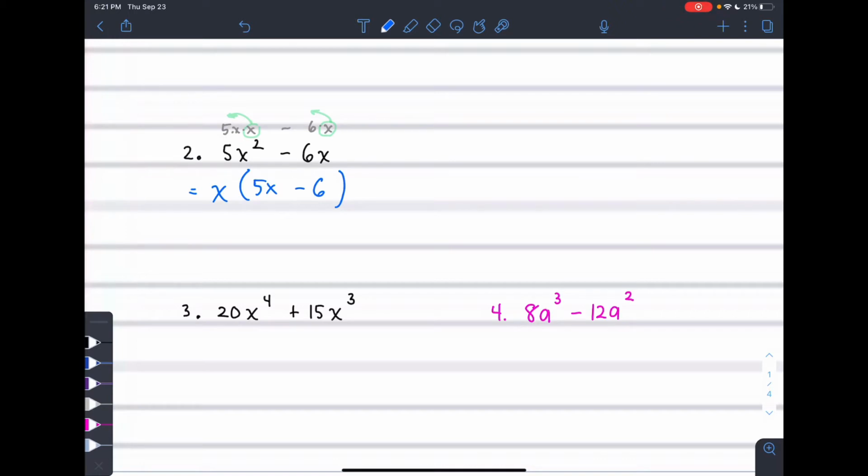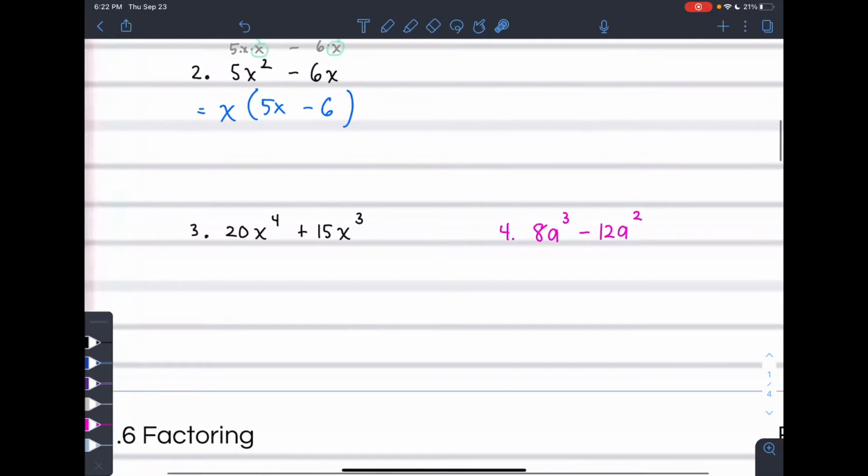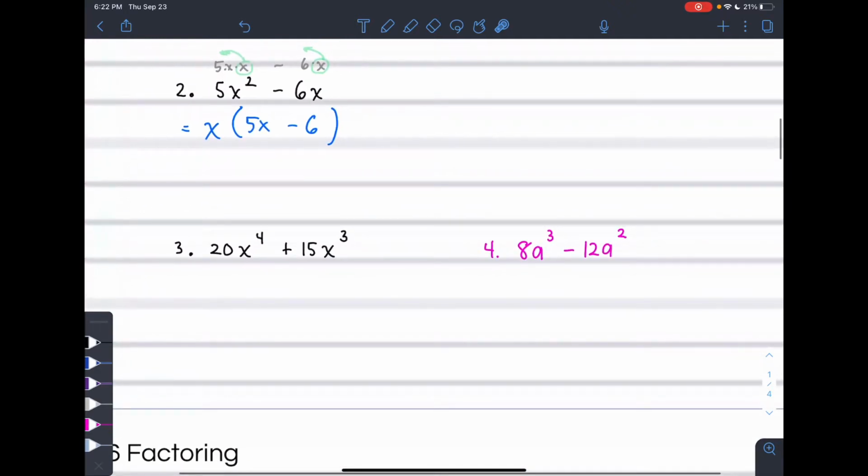Again, what just happened? Between 5x squared and 6x, the most amount of x's that I could pull out from each of those is 1. So that got factored out. What was left over in this binomial is 5x minus 6. Okay? So let's look at number 3.